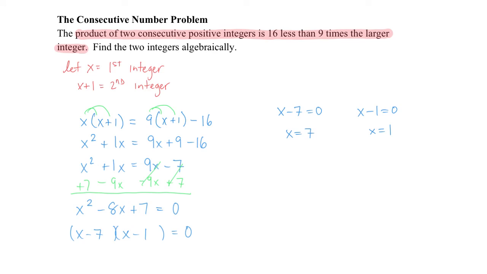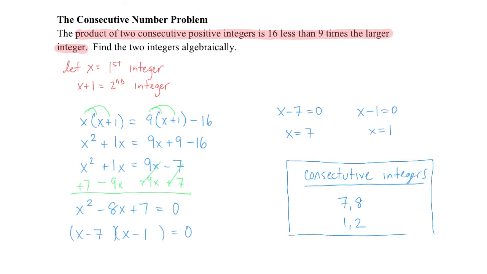So one pair is going to be 7 and 8, and the other pair is going to be 1 and 2. That doesn't happen every time. A lot of times you'll end up with one of these being negative, and then you need to go back to your sentence and realize they're asking for positive integers. But every once in a while, you do get both pairs work. And so you just have to pay attention to that and think about your final answer, and that's that.